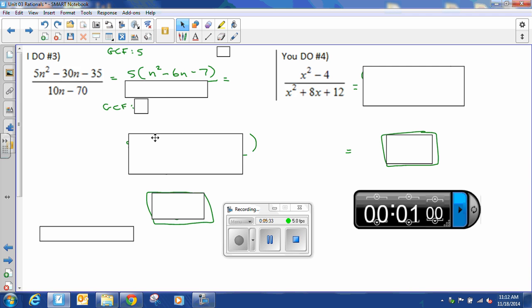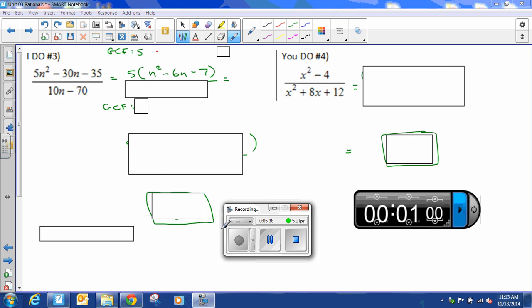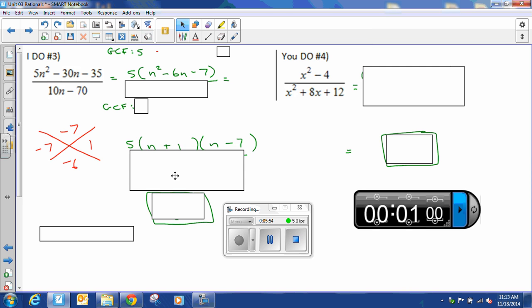And I can factor by using the x method, which we're looking for 2 factors that multiply to get negative 7 that add to get negative 6, and I know that will be negative 7 times 1. So therefore, our numerator is now 5 times n plus 1 times n minus 7.